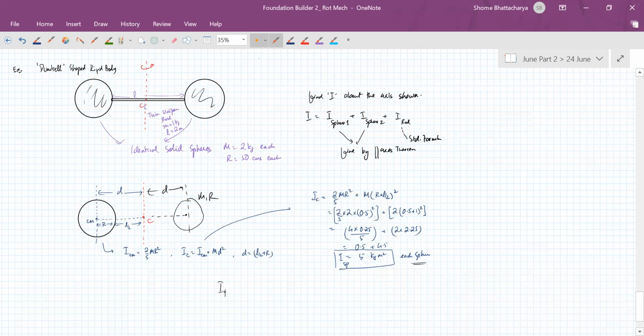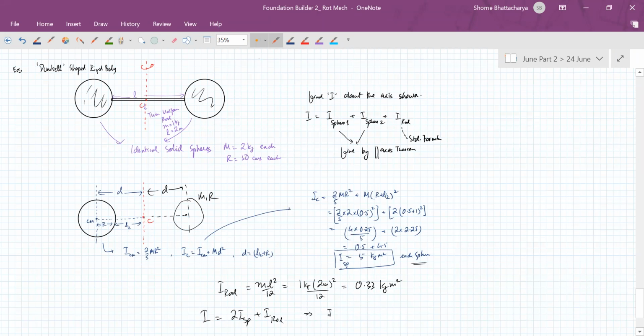Now moment of inertia of the rod just becomes its mass into L square by 12. So mass of the rod was how much? 1 kg. Okay. Multiplied by its length, which was 2 meters. So that's becoming 4 by 12 or 1 by 3 or 0.33 kg meter square. So the moment of inertia of the whole rigid body is 2 times moment of inertia of each sphere plus moment of inertia of the rod.